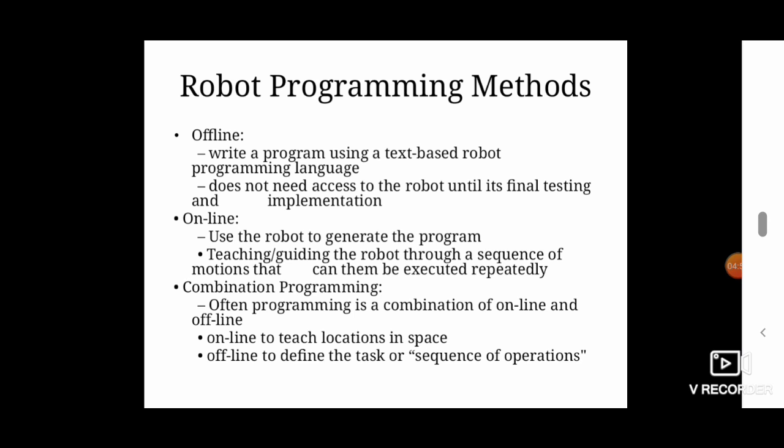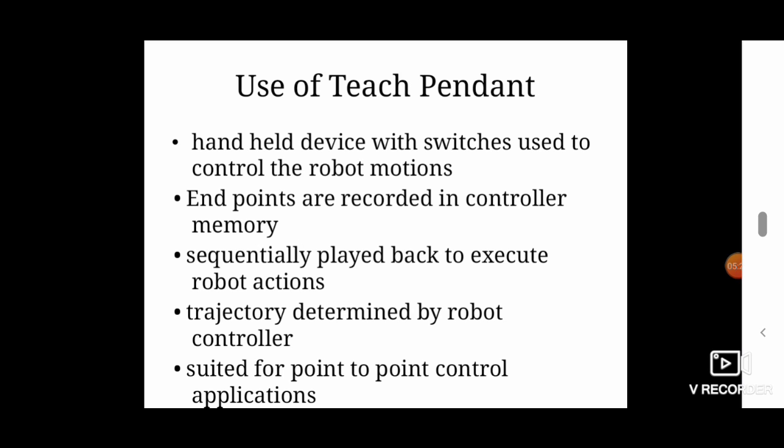Means in online programming, the robot itself generates the program by teaching the robot and guiding the robot. Third one is combined programming. Combined programming is a combination of online and offline. Online to teach a location in space, offline to define the task sequence of operations. Use of the teach pendant.